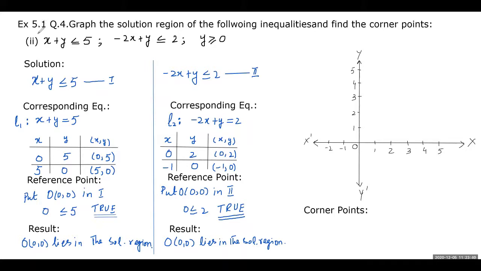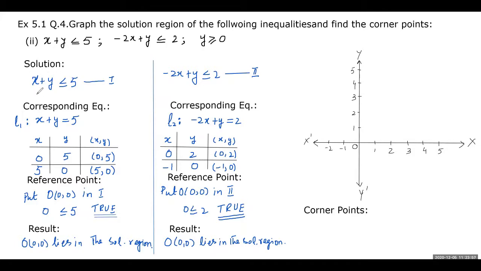Bismillahirrahmanirrahim. Exercise 5.1, question number 4. Graph the solution region of the following inequalities and find the corner points. The given inequalities are x plus y is less than or equal to 5, minus 2x plus y is less than or equal to 2, and y is greater than or equal to 0.